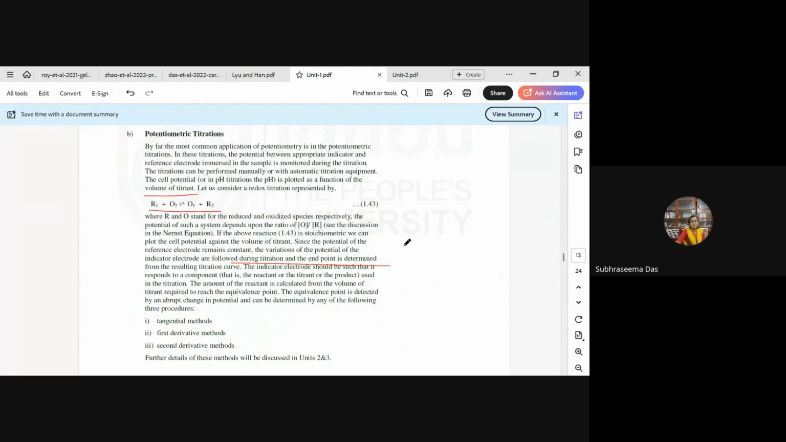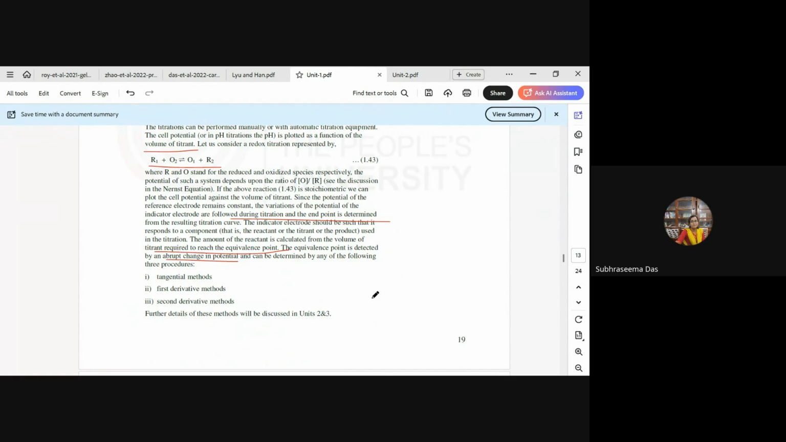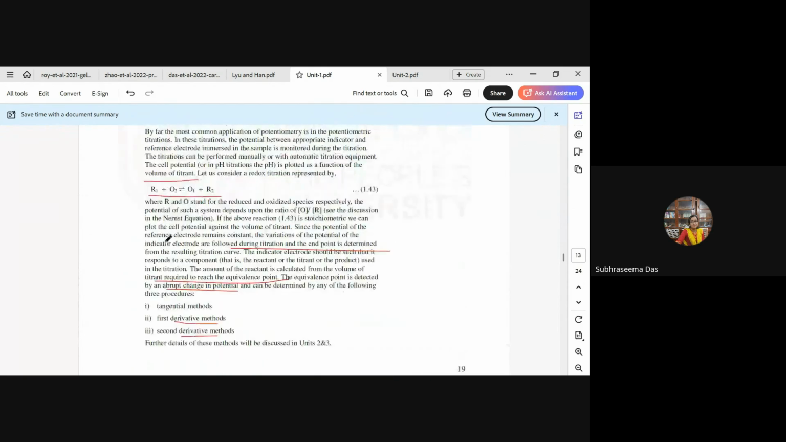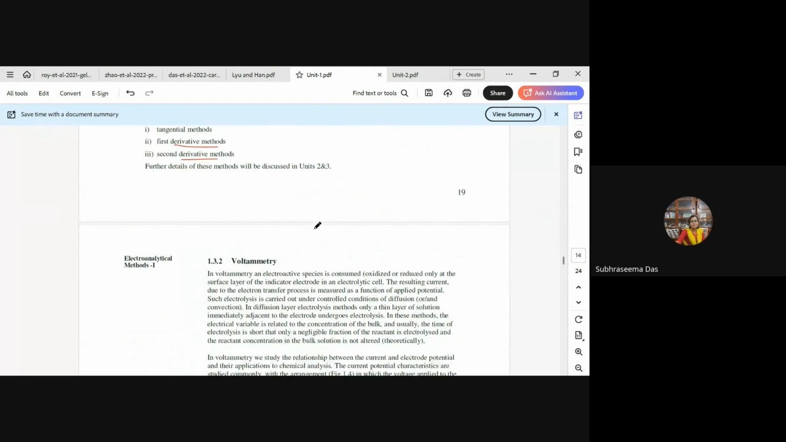The indicator electrode should be such that it responds to a component in the titration reaction. The amount of reactant is calculated from the volume of titrant required to reach the equivalence point, and the equivalence point is detected when we see a very drastic change in potential. The point at which this drastic change occurs is termed the equivalence potential. It is determined by three procedures: the tangential method, the first derivative method, and the second derivative method. This is just a general introduction to potentiometric titration, which is elaborated in the next chapter.